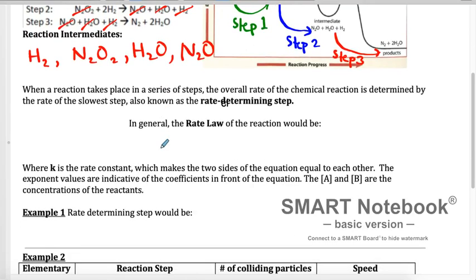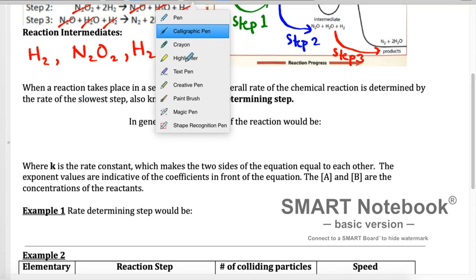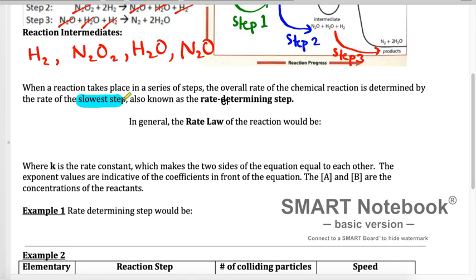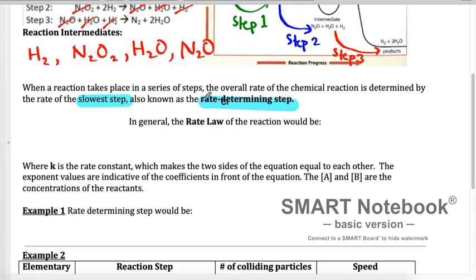When a reaction takes place in a series of steps, the overall rate of the chemical reaction is determined by the rate of the slowest step. And this slowest step is also known as the rate determining step. So instead of calling it the rate determining step or the slowest step, we just use RDS to represent that.